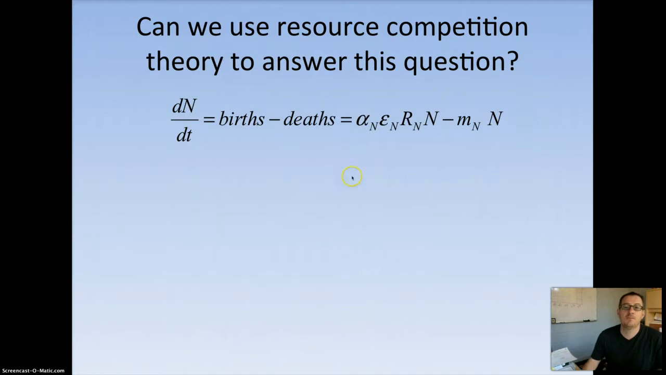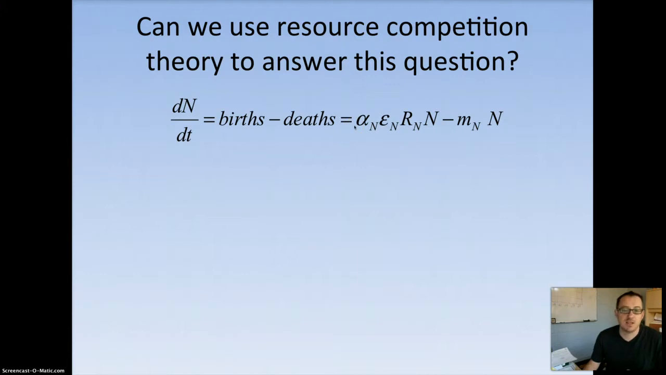And what these authors did was they considered that the growth rate of either of these species is basically determined by births and deaths, and they assume that there's a per capita mortality rate, M sub n, and that's true for the native species we're illustrating here. There's also the birth rate or the growth rate of these species, and that's going to boil down to a combination of these three per capita rates: alpha, epsilon, and R.